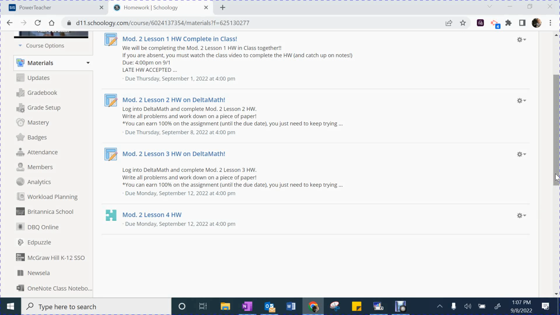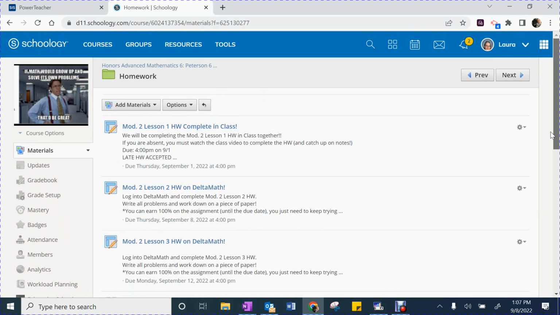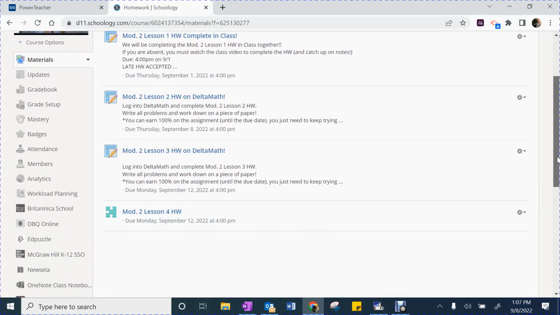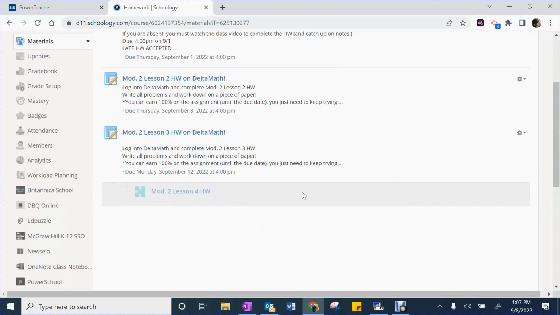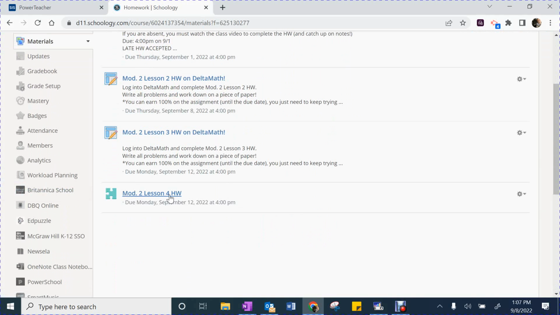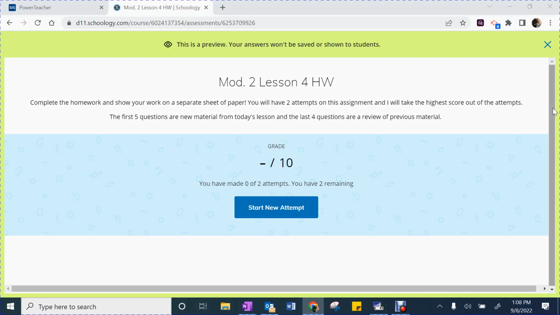Okay, I wanted to jump for just a minute to our Schoology page, and I'm currently inside our homework folder because you have homework tonight. It is on Schoology, and it is Mod 2, Lesson 4 homework. This is similar to Delta Math, except that you actually get to type in your answers. So let me show you what it's going to look like. When you click on the assignment, you would click Start New Attempt. Please note, I am asking that you actually show your work on a separate piece of paper. So please make sure you bring that piece of paper back to class on Monday.